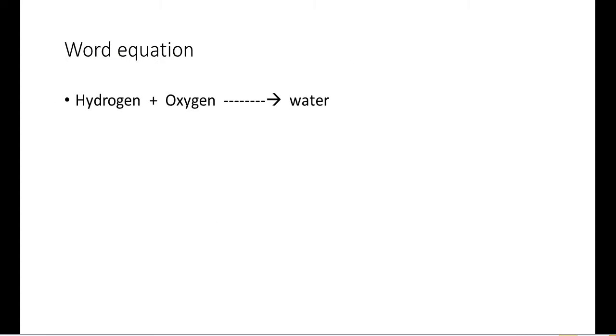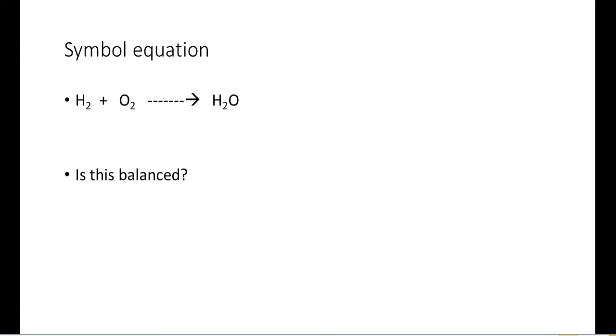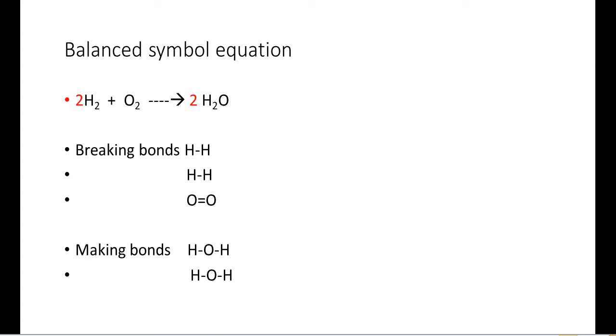So that's your word equation. That's your symbol equation. Is it balanced? You can go through this much slower than what I'm doing. You can stop and start it. That's a balanced symbol equation now.